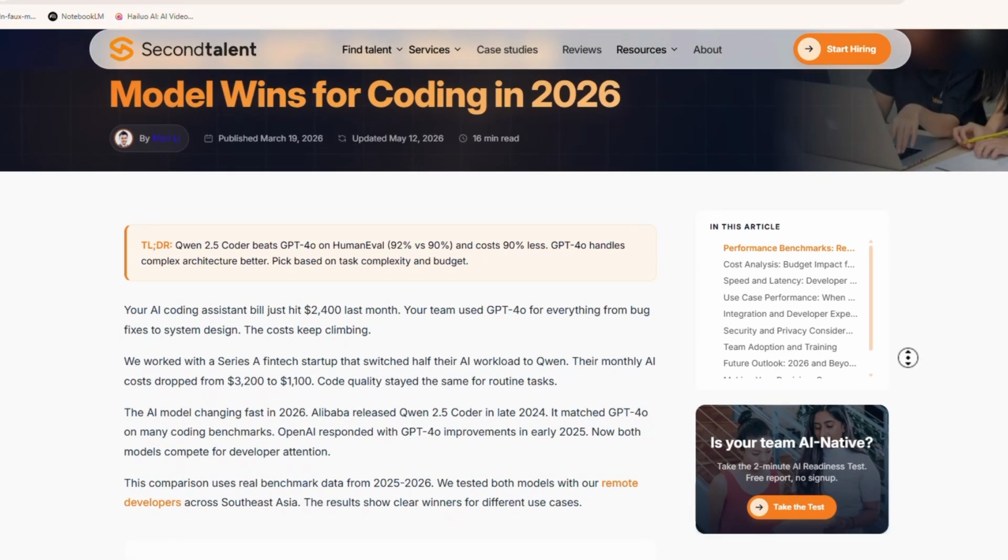We're answering one question today. Can you actually replace paid AI with something local and free? And what does that realistically look like? Let's start with the math, because this is where the conversation gets real.